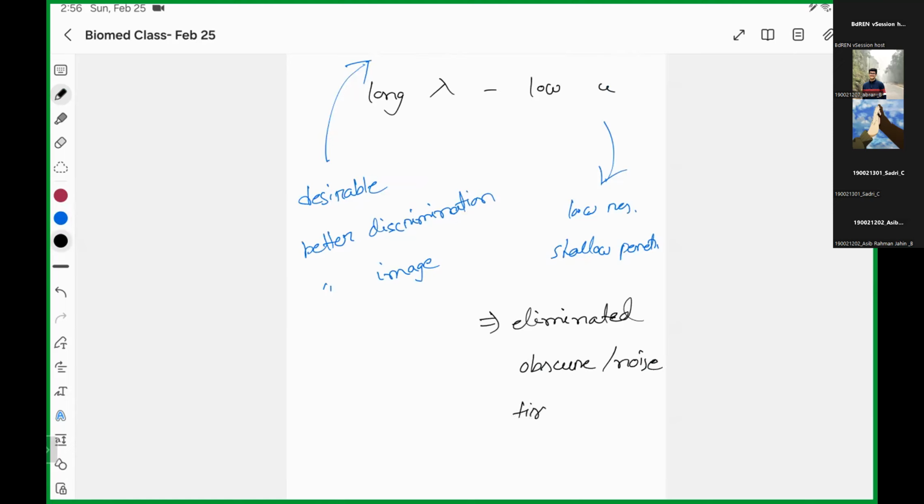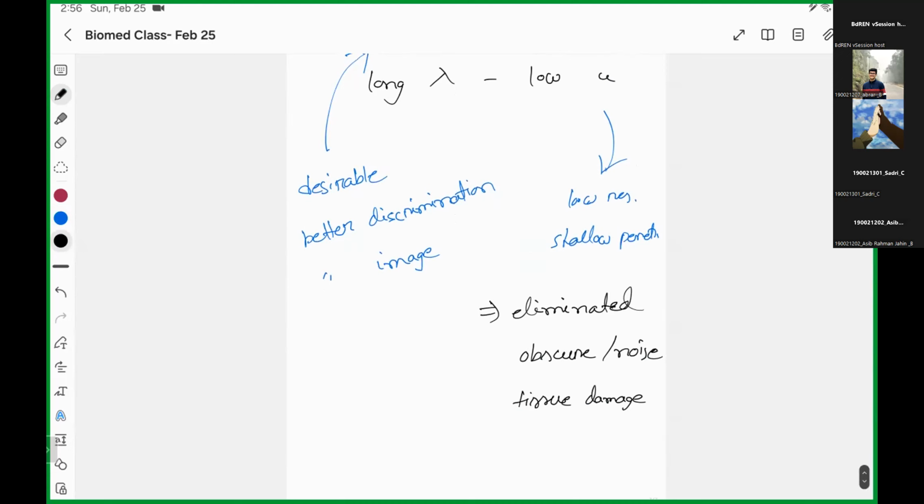Also, this will cause tissue damage. Okay, because that emission is absorbed by your body. If it cannot pass through, it will be absorbed by your body, and when that happens, it will cause some tissue damage to your body. Okay, what is the wavelength of your X-ray? You will select again.